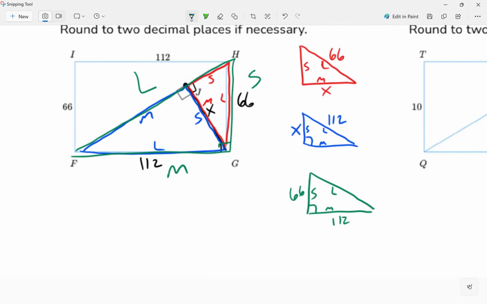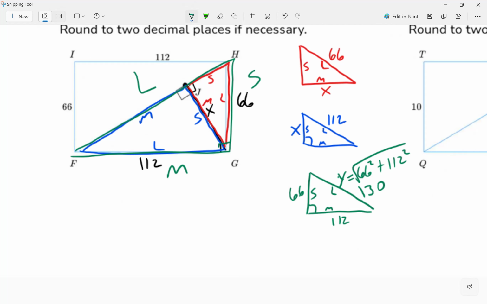Let me call this side Y right now because I can solve for that. Isn't this the square root of 66 squared plus 112 squared? Because remember, 66 squared plus 112 squared equals Y squared. Get the square root of that. Oh, so that's easy. Let me type it on my calculator. 66 squared plus 112 squared, all inside the square root. It says this side is 130.